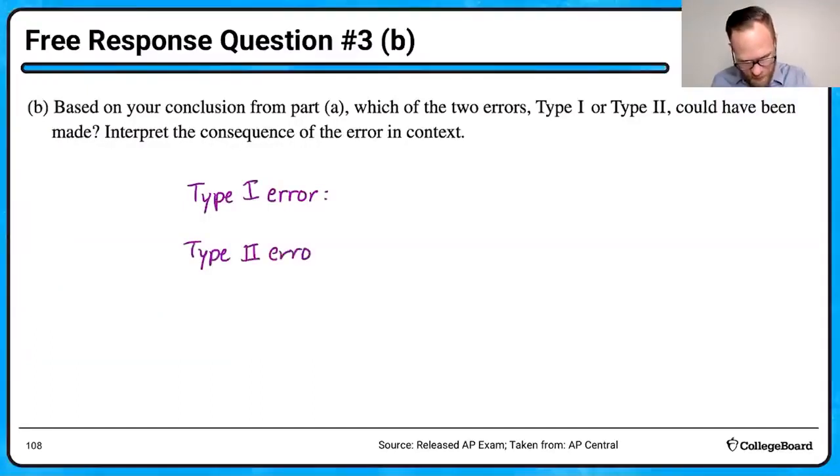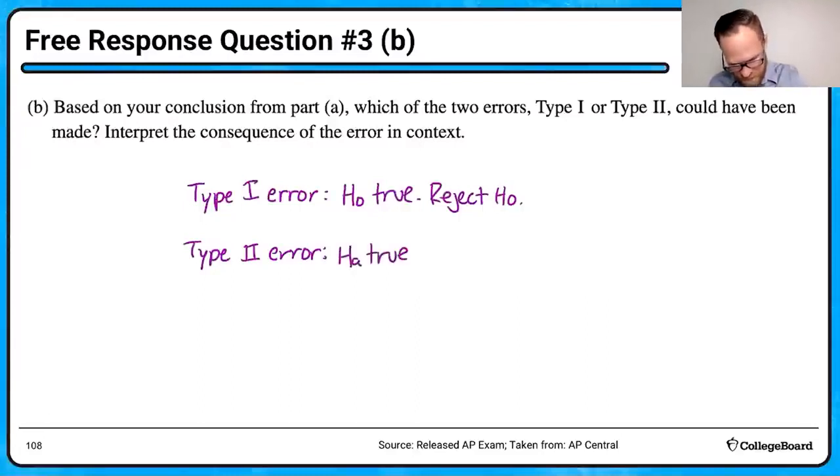So for the type 1 error, the null hypothesis is true. And we made an error, we made a mistake. In this case, the mistake would be to reject the null hypothesis. That is a type 1 error. Now for the type 2 error, the alternative hypothesis is true. And this time the error or the mistake would be that we failed to reject H null.